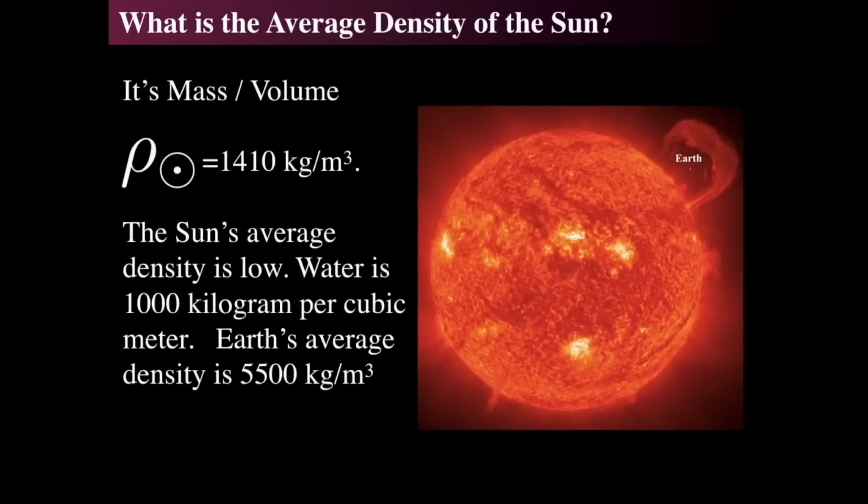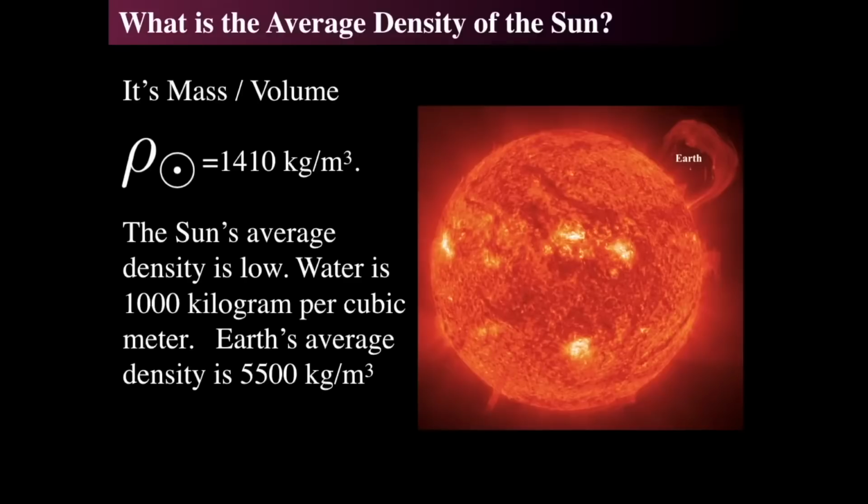All right, so the next thing is that we're looking at the average density. The average density is you take the mass of the sun and divide it by its volume. And the mass of the sun, compared to its volume, works out to be about 1,400 kilograms per cubic meter. That's how we read that. So rho sub sun, or density sub sun, is about 1,400 kilograms per cubic meter. Water is about 1,000 kilograms per cubic meter, and the Earth's average density is about 5,500 kilograms per cubic meter. So the Earth's average density is much more dense than the sun.